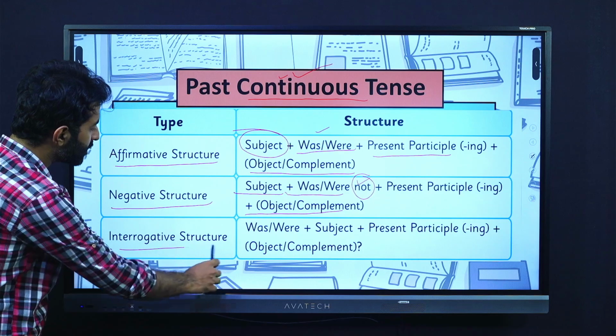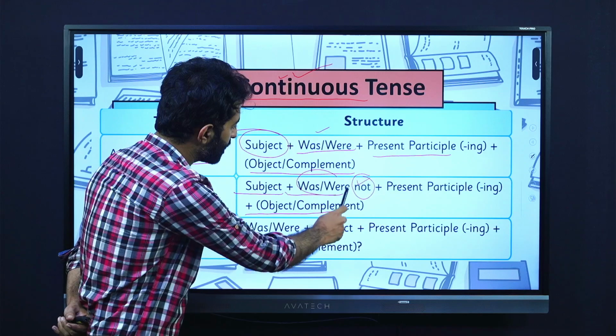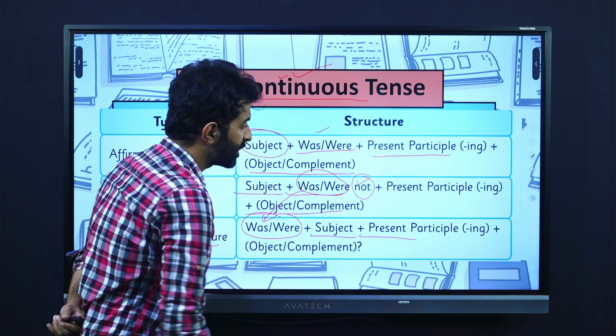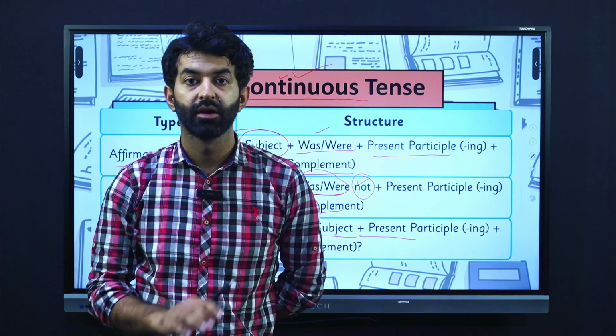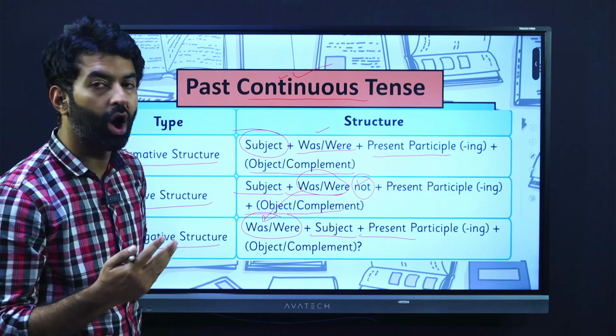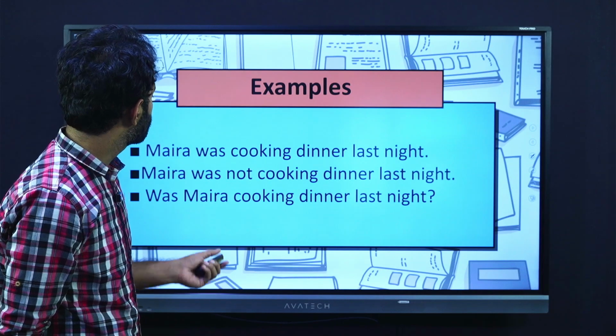For interrogative, was या were use करेंगे पहले, plus your subject plus your present participle with ing plus your object or complement. Did नहीं, we are going to use was or were. All right, let's look at some examples.